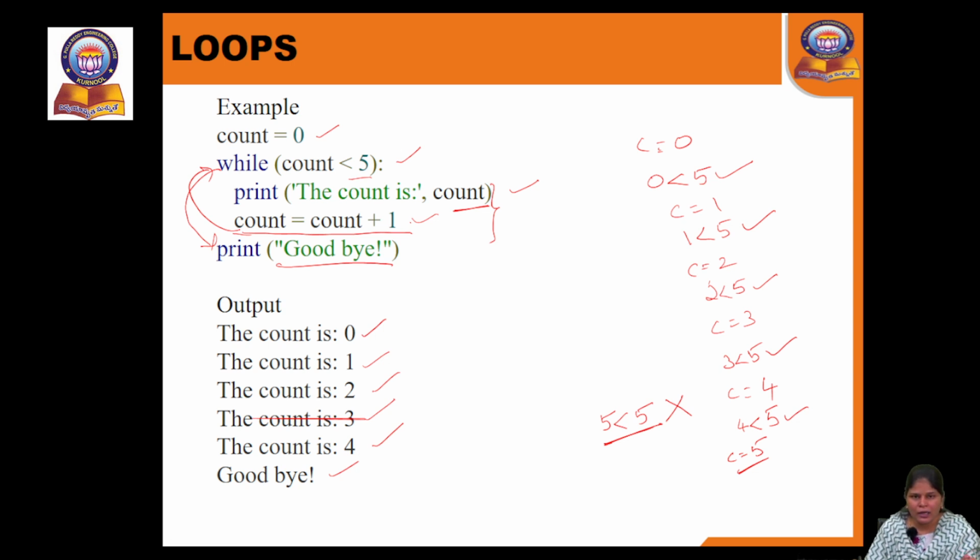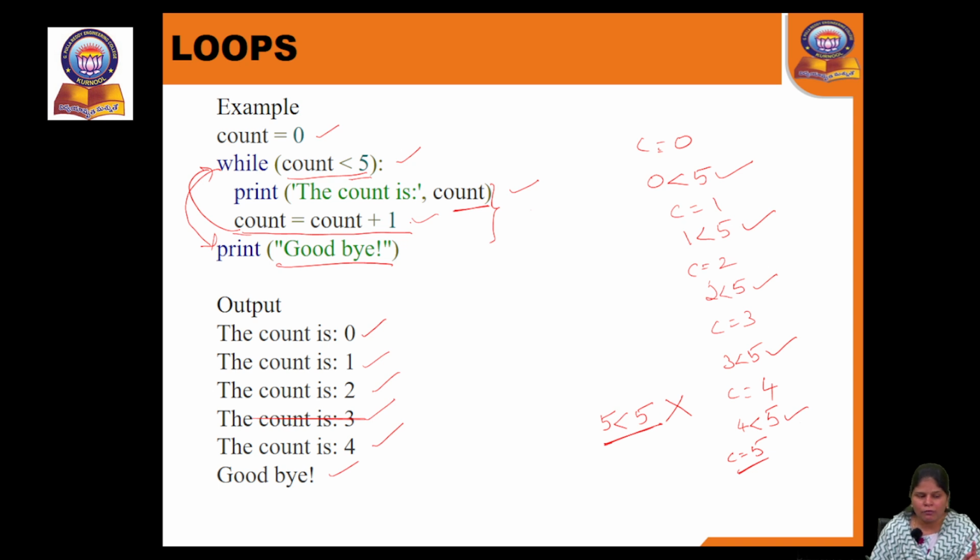So as long as the condition is true, the statements will be executed. If the condition becomes false, then it comes out of the loop. Right? So this is a simple example that explains the while loop.